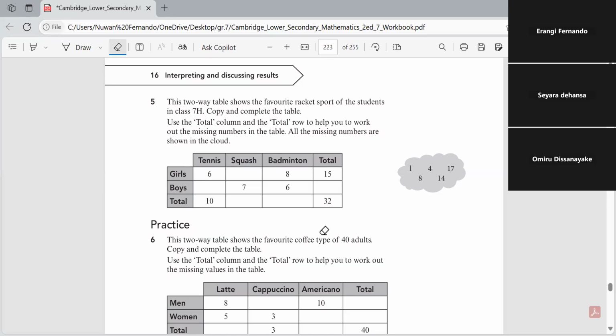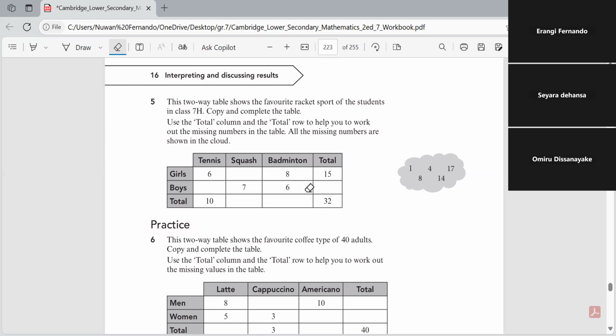Okay, so let's discuss the exercise on two-way tables. Question number 5. This two-way table shows the favorite sport of the students in class 7H. Copy and complete the table. Use the total column and the total row to help you work out the missing numbers in the table.